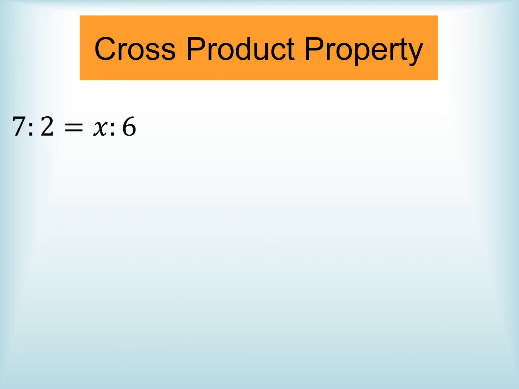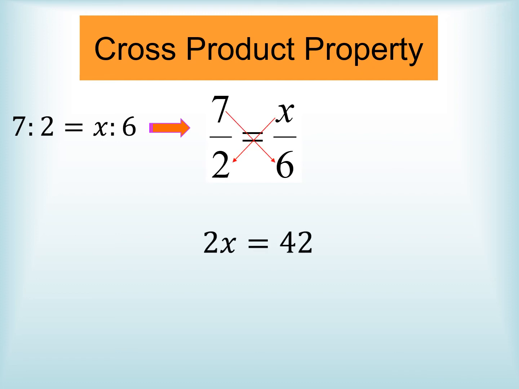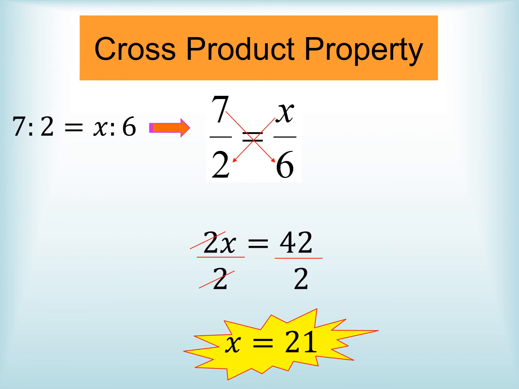Now let us have the cross product property. It is a property of proportion. If we have 7 is to 2 equals x is to 6, we can rewrite this as 7 over 2 equals x over 6. From here, we can solve for x. We cross multiply: x times 2 equals 2x and 7 times 6 equals 42. From here, we divide both sides by 2. Cancel, cancel. 42 divided by 2 is 21, so x equals 21.